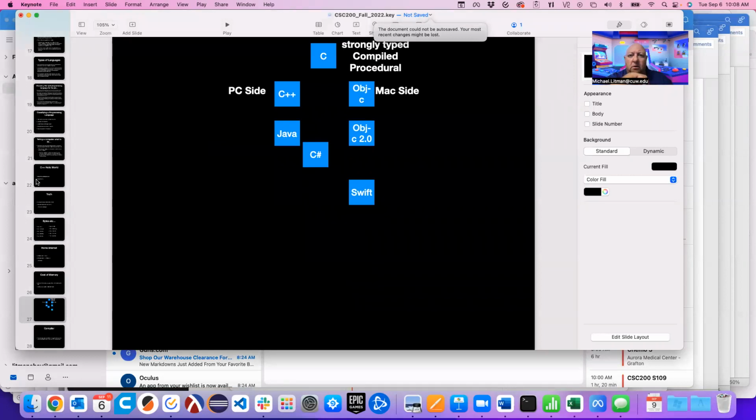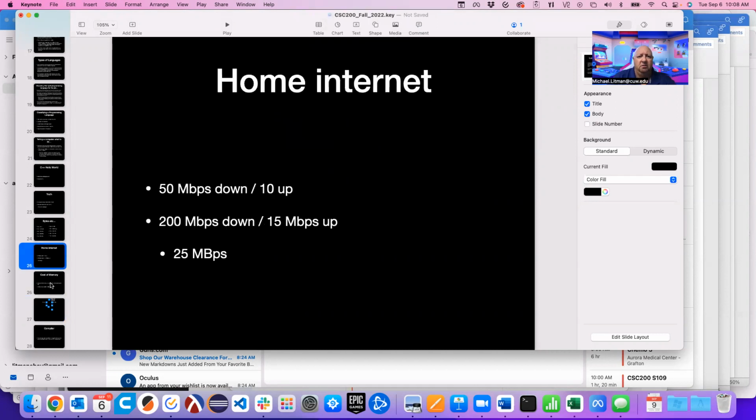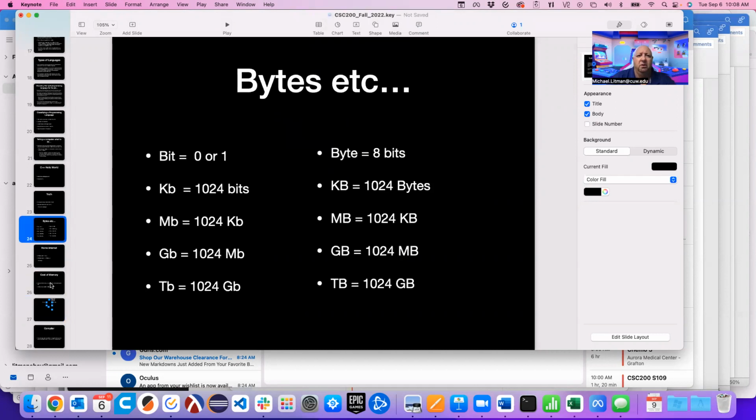All right. So last time we were talking about the history of programming languages, right? We talked about memory. We learned about the bits, bytes conversion, all that jazz.